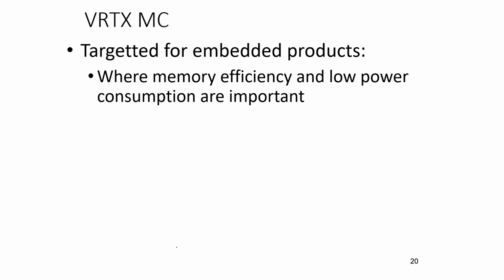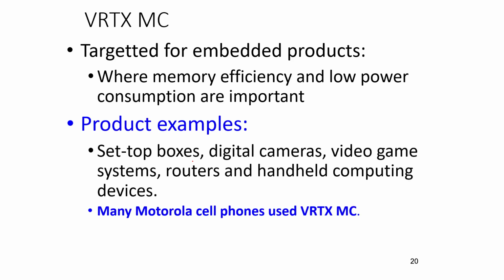So VRTX MC was targeted for embedded products, as I've just been describing. Here memory efficiency and low power consumption are quite important. Some of the earliest products would be set-top boxes for cable TVs, digital cameras, video game systems, internet routers, and handheld computing. Of course, internet routers nowadays use much more powerful processors, and many of them also use Linux. These are tailored versions of Linux which give more or less soft real-time guarantees. This is all that is required.